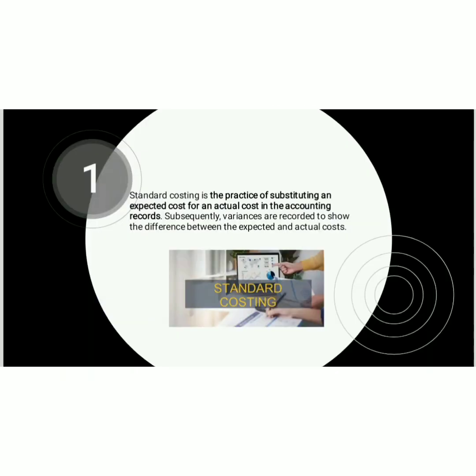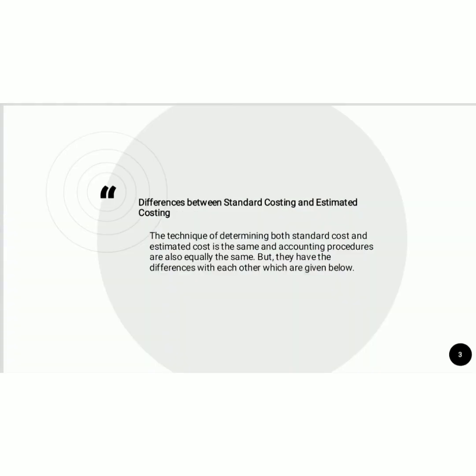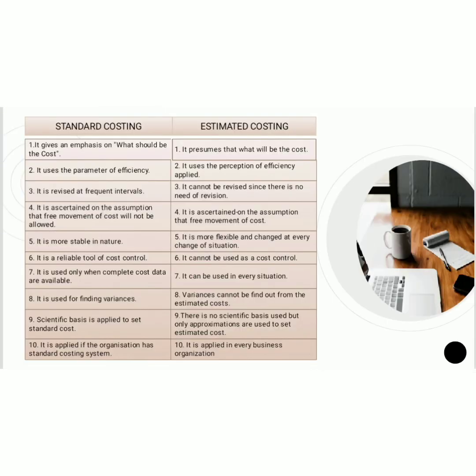Today the topic of my presentation is standard costing. Standard costing is the practice of substituting an expected cost for an actual cost in the accounting records. So, the difference between the expected and the actual cost is standard costing. First of all, the differences between standard costing and estimated costing are as follows.